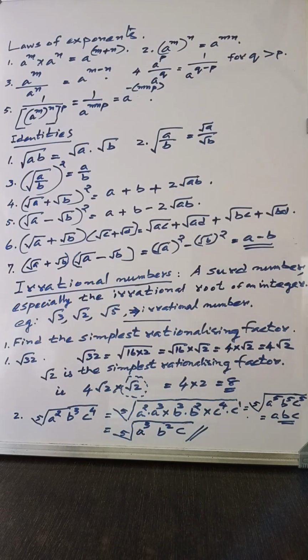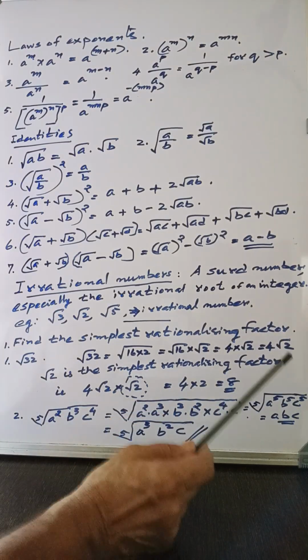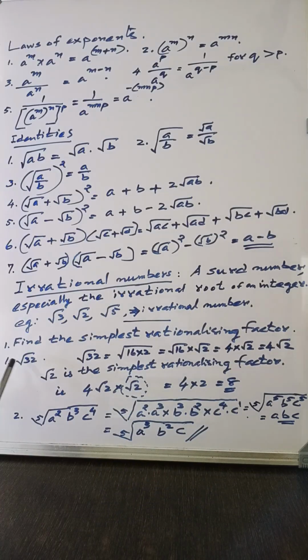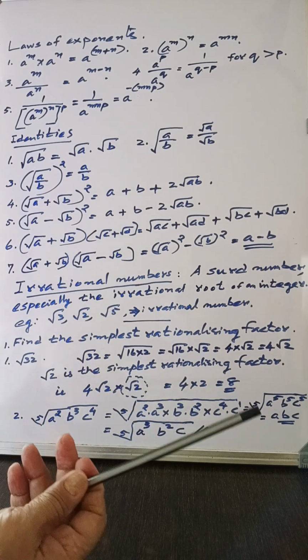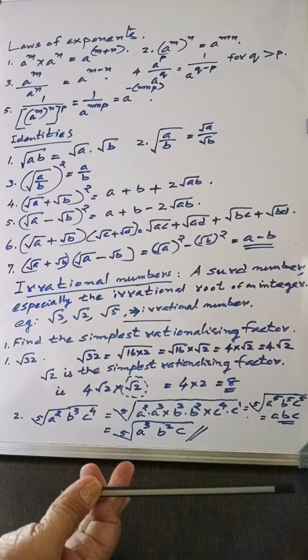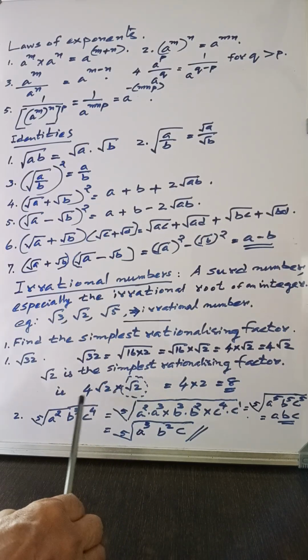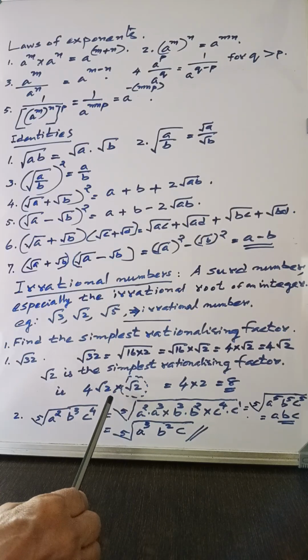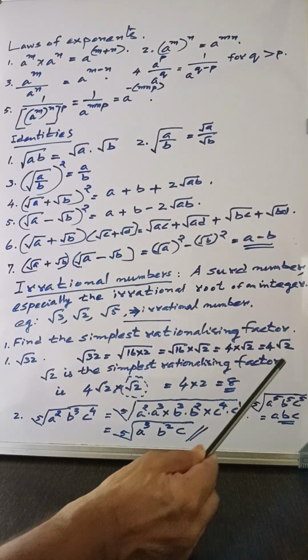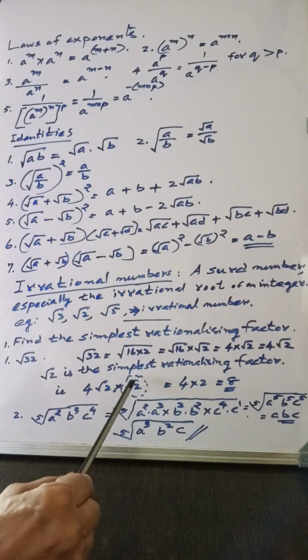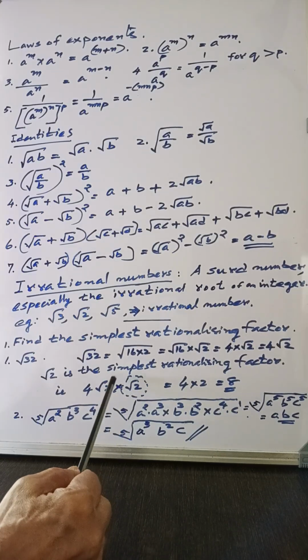If we want to rationalize this root 32, we should multiply root 32 into root 2. Root 32 into root 2 gives root 64. Root 64 equals 8. That is rationalized. It is a clean number. Therefore, 4 root 2 is the answer. 4 root 2 into root 2, this is the rationalizing factor.